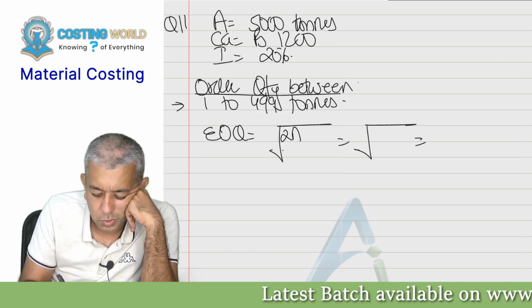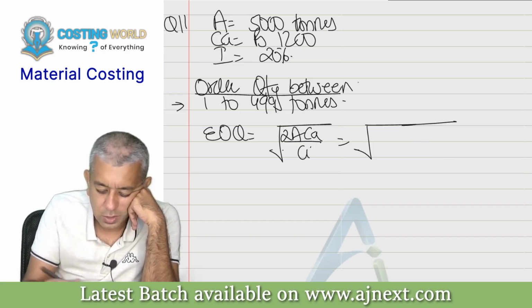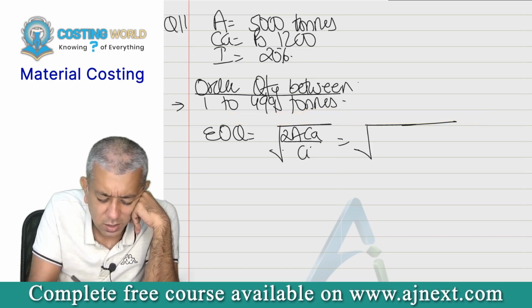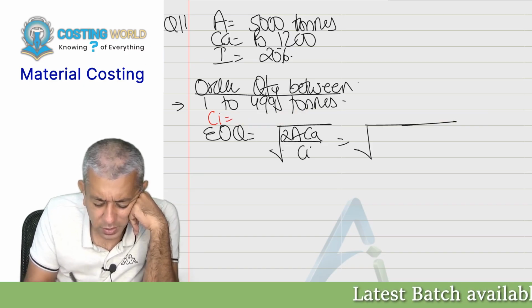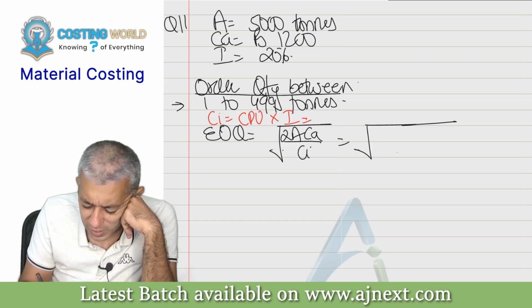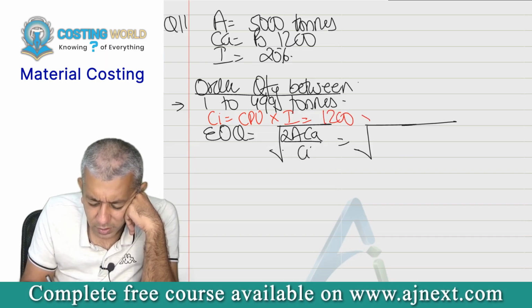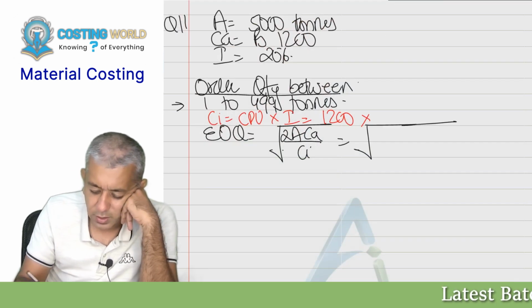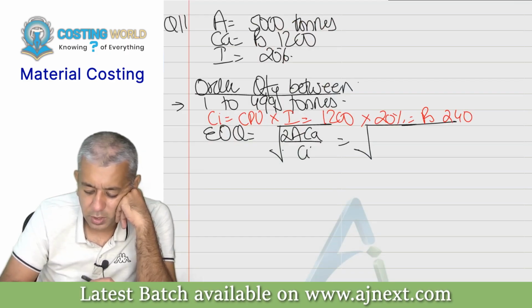Okay, so 2ACA divided by CI is equal to, do you all have a line over here vacant? I'm just asking. Yes, sir. Okay, so we all can compute CI first, that'll be far better. CI is CPU into I, or if you don't have a line, you can directly compute in the denominator only. I'm okay with that, yeah. So 1200, we are talking of this category. So CPU is 1200 into 20% is equal to rupees 240.